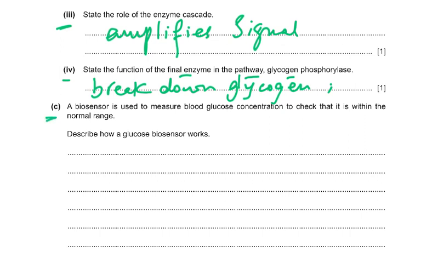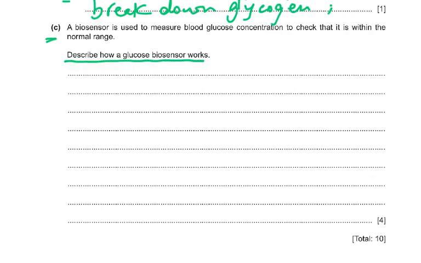And then coming to the C part, a biosensor is used to measure blood glucose concentration to detect that it is within the normal range. Describe how a glucose biosensor works. Now that's very simple. That's a very direct question. How does a biosensor work?